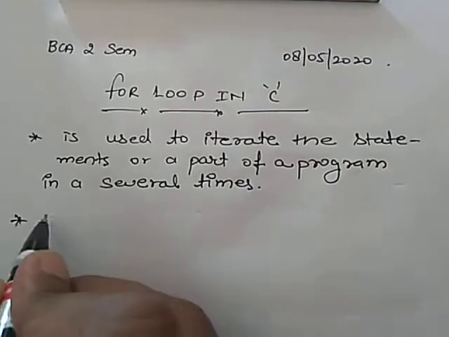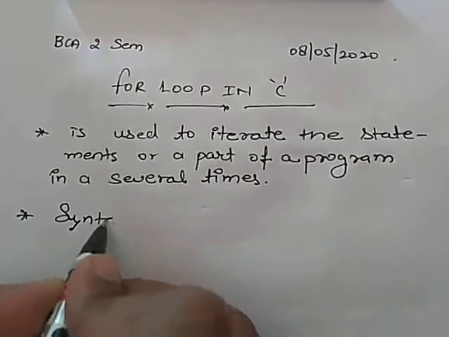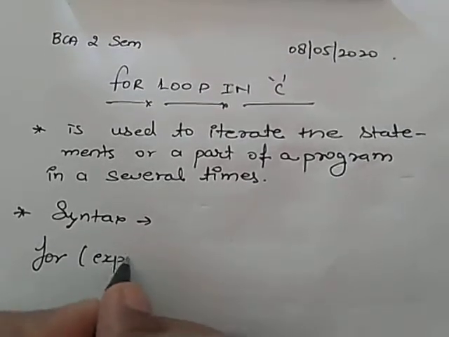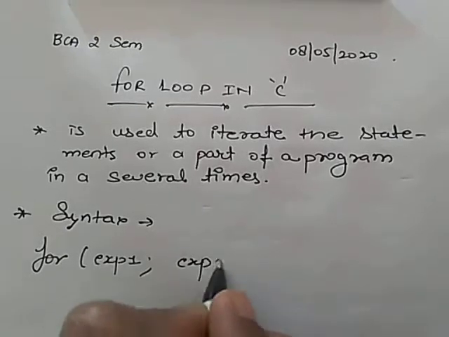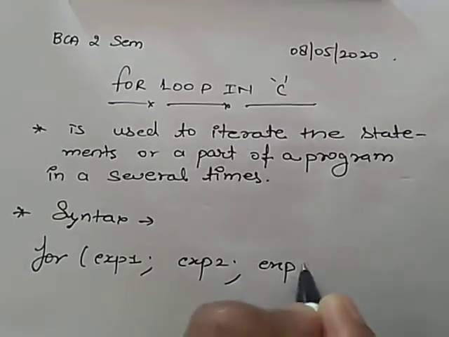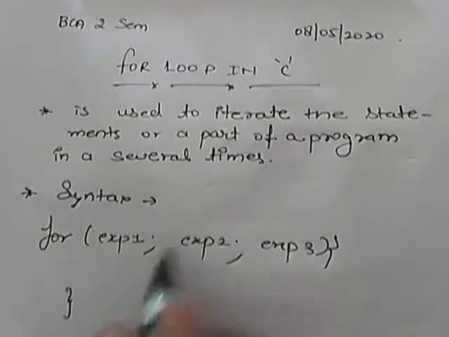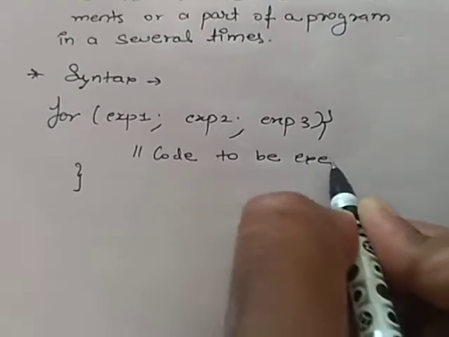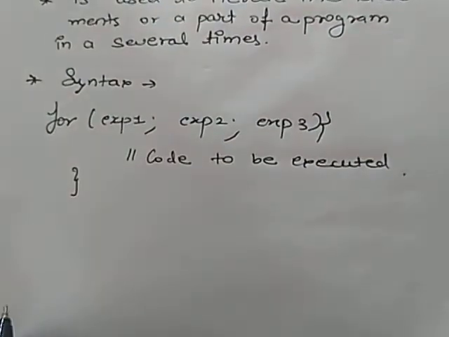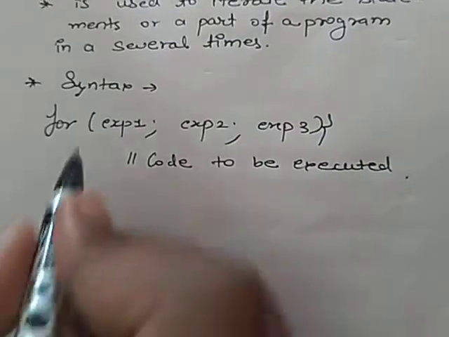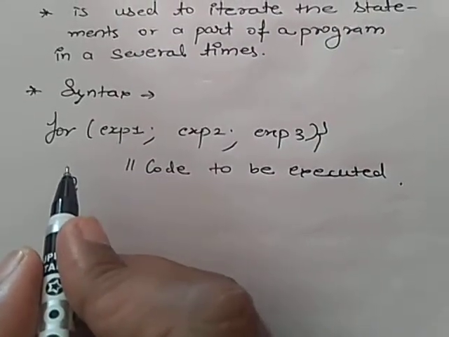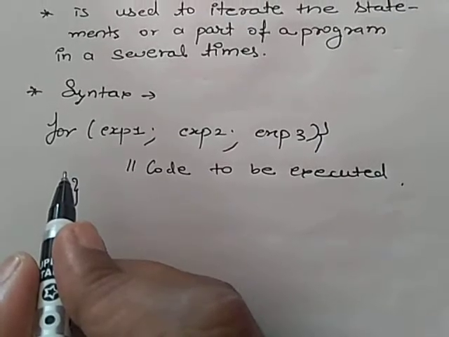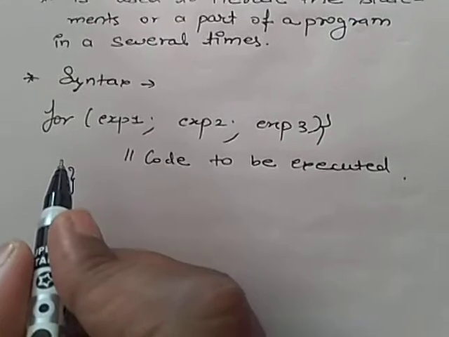Now the syntax for the for loop is given by for (expression 1, expression 2, expression 3). Here the code to be executed comes. Now first of all we will discuss the properties of expression 1.